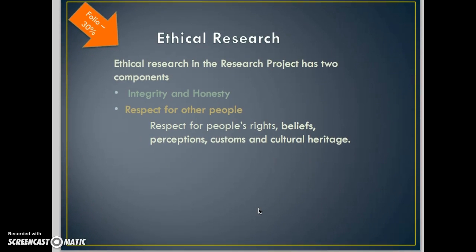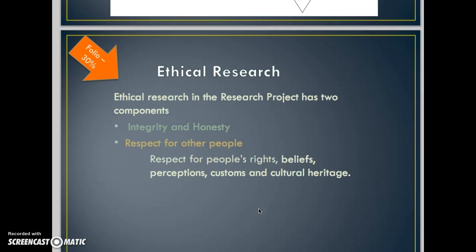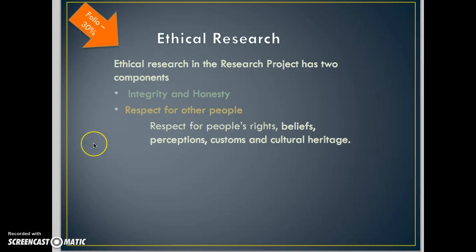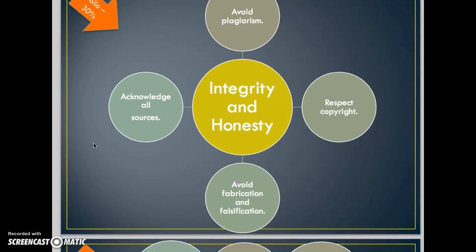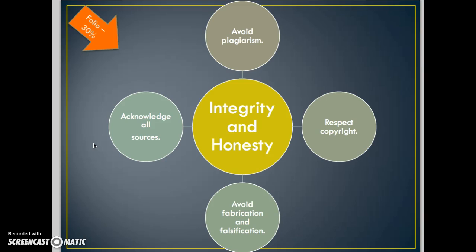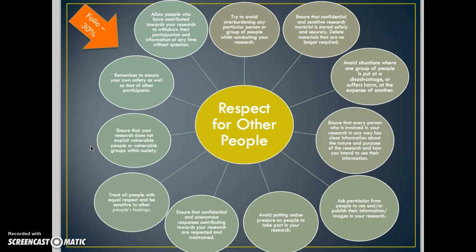Okay, so that's the first part of what we're going to be doing in the next lesson. We're also going to be looking at ethical research. So ethical research in the research project has two components: integrity and honesty, and respect for other people. So that's for their rights, beliefs, perceptions, customs, and cultural heritage. So in order to demonstrate integrity and honesty, you need to avoid plagiarism, respect copyright, avoid fabrication and falsification, and acknowledge all sources.